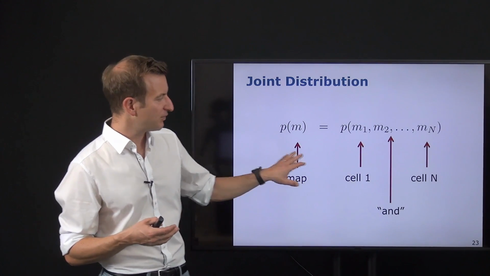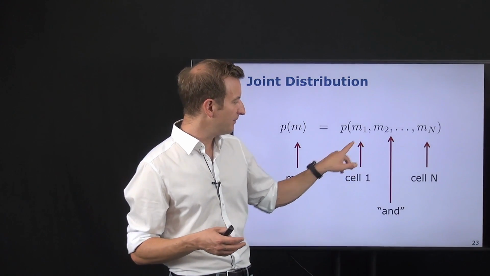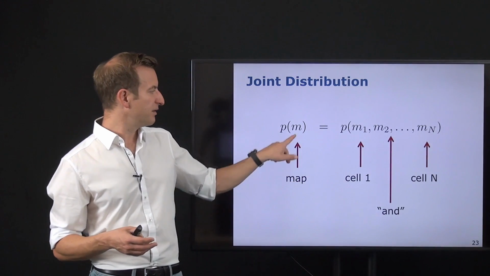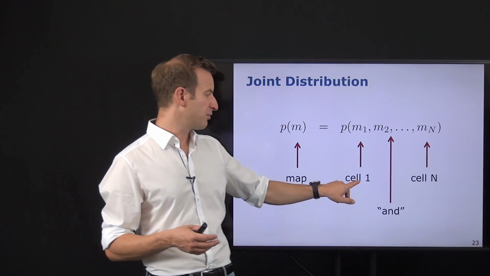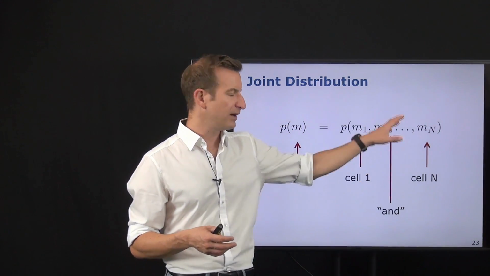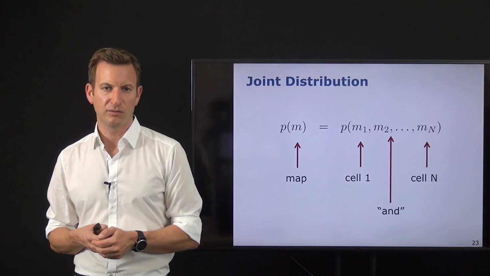Okay, so this is represented by this fact over here. It's the probability that the whole map is occupied, which is the probability that cell 1 is occupied, cell 2 is occupied, cell 3 is occupied, and so on and so forth.